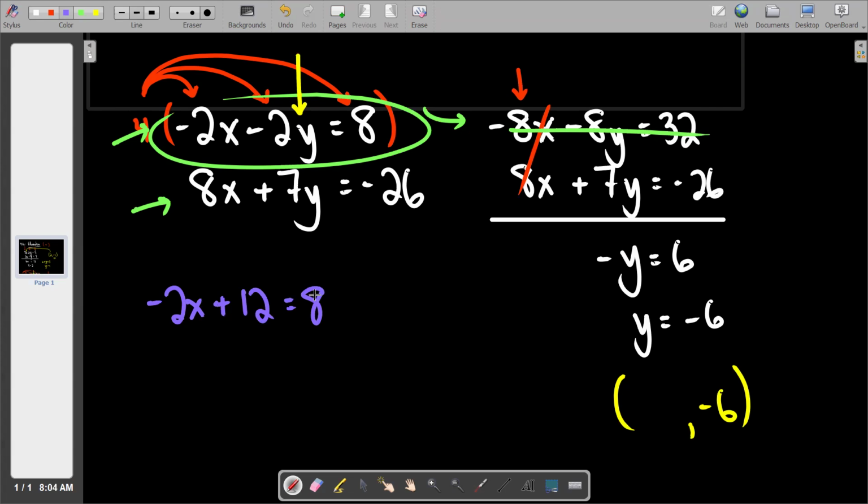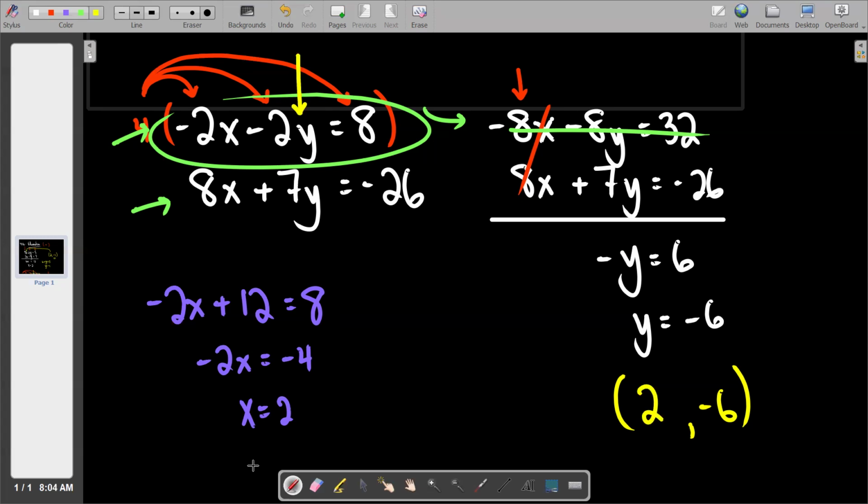Everyone see the plus 12? I put a negative 6 after a negative 2, became a positive or a plus. And then from here, of course, we subtract 12. And we get 8 minus 12 is -4. Then we divide by -2, and we get x equals 2. And then we complete the puzzle and are done with that one.